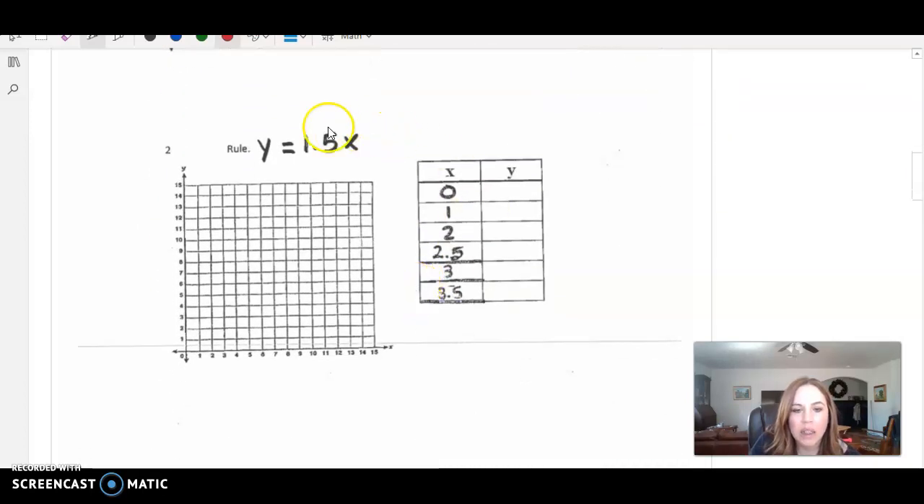All right, let's take a look at this rule. Y equals 1 and 5/10 x. What kind of pattern is this, first of all? What does it mean when the x and 1 and 5/10 are right next to each other? It means multiply. So this is a multiplicative pattern.